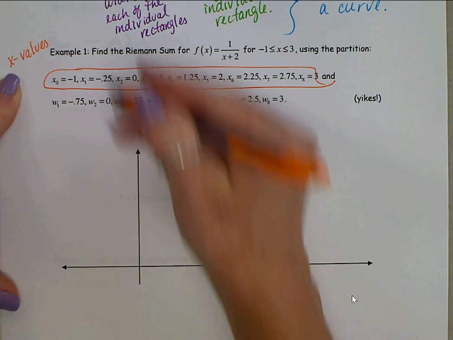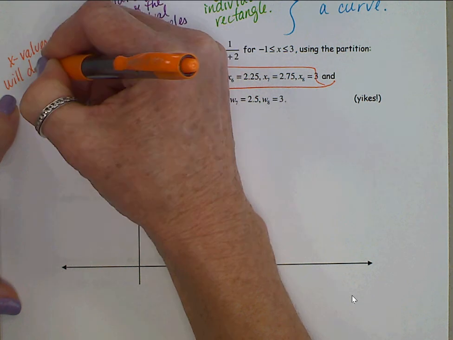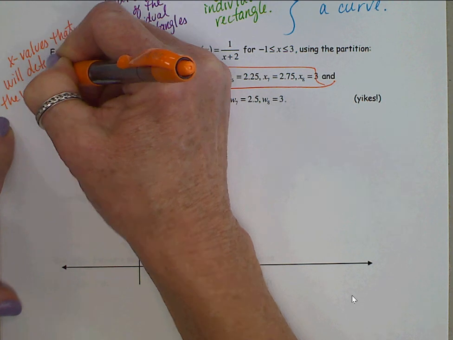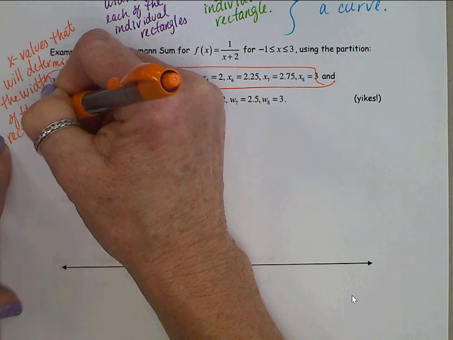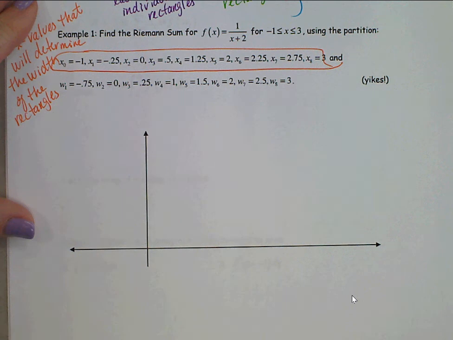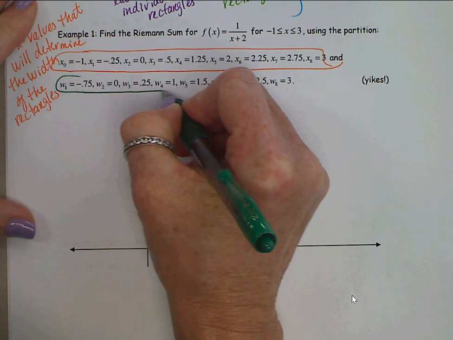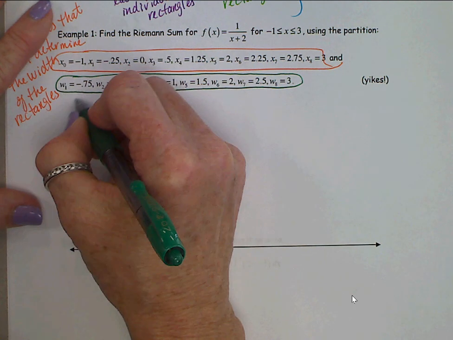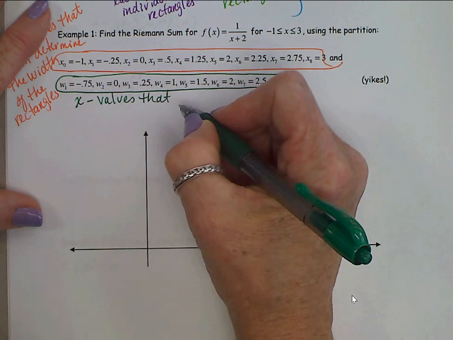It's the x values that will determine the width of the rectangles. These w values, they're labeled as w's, but they are x coordinates. These are x values that will be used to determine the heights.